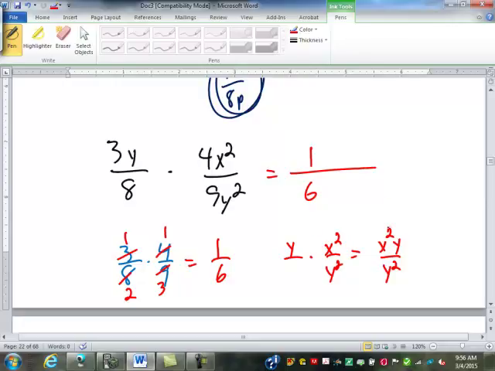Right. So on top, we've got just the x squared. There's nothing to cancel with that. How about the y? It would go on the bottom, because the bigger power is on the bottom. And 2 minus 1 is 1, so it's just y. So it's x squared over 6y. If you had 1x squared over 6y, that's fine too.